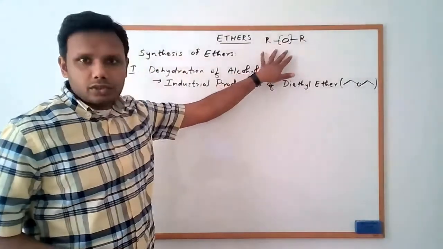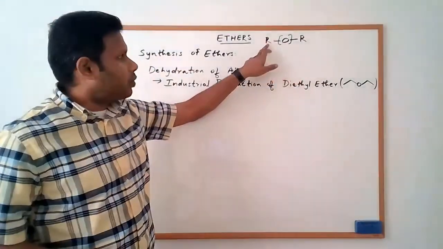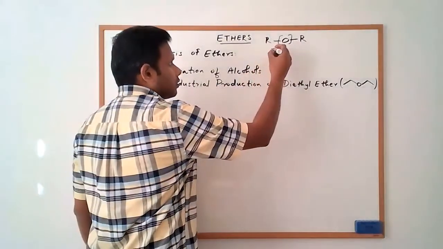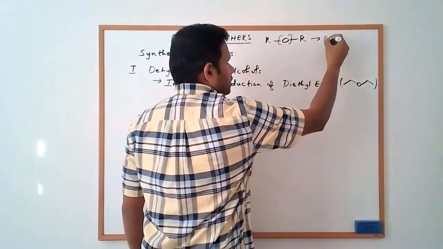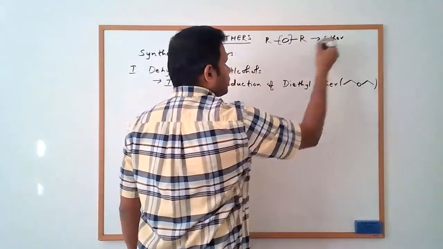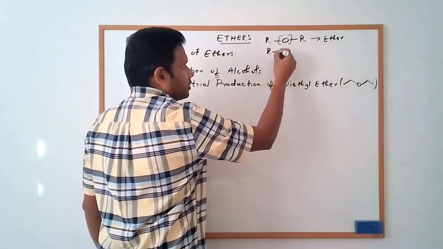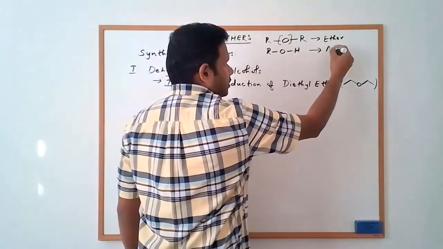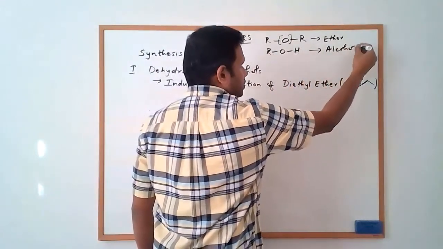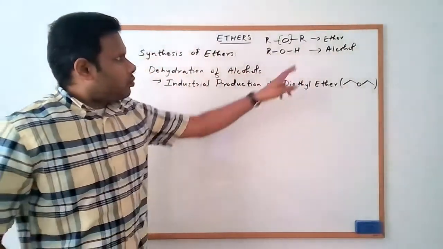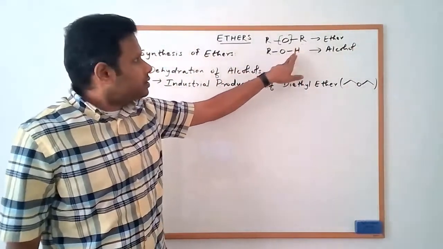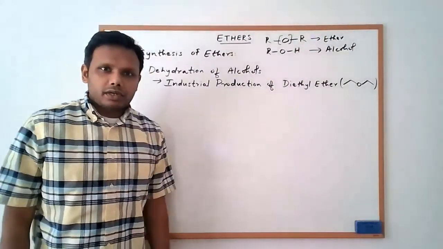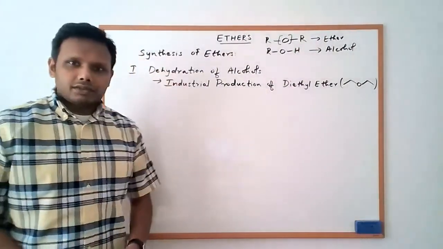Contrast this structure to the alcohol, where you have one alkyl group and then a hydrogen, right? That's an alcohol. So this is an ether. On the other hand, alcohols are similar in structure, where one of the alkyl groups is replaced by a hydrogen. So we'll start our discussion by talking about the synthesis of ethers.